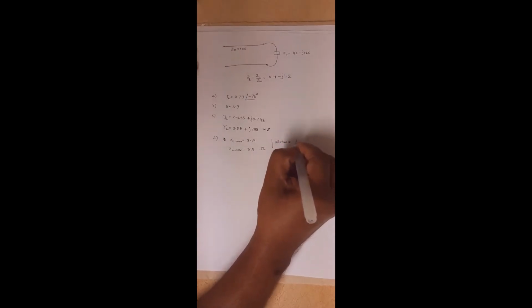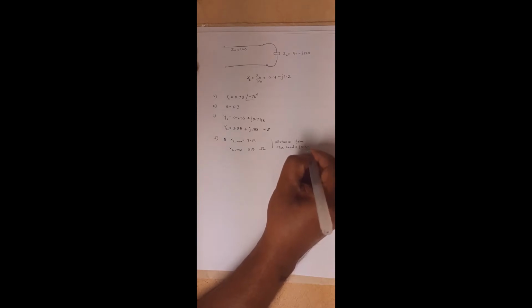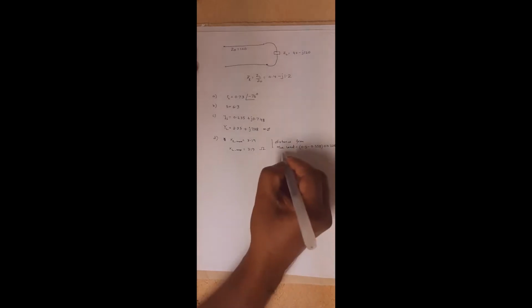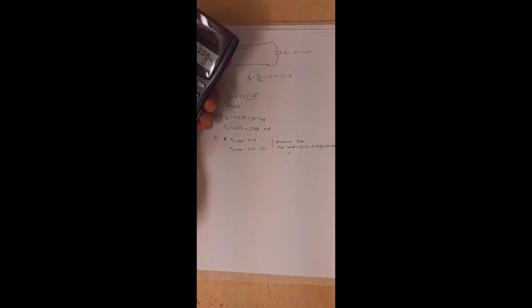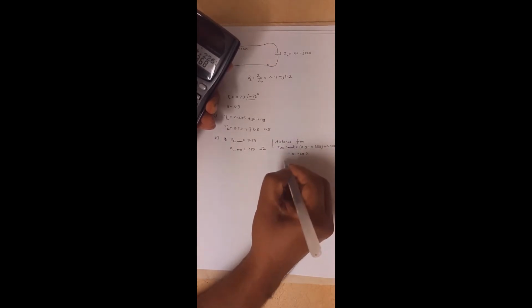So the distance from the load is 0.5 minus 0.358 plus 0.226 lambda. So that is 0.5 minus 0.358 plus 0.226. So that is 0.368 lambda. Or you can write it like 3.68 meter.